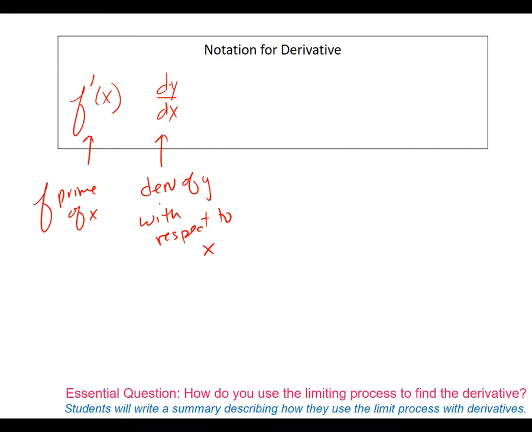Yes. The derivative of y with respect to x. Yeah. I think it was that.